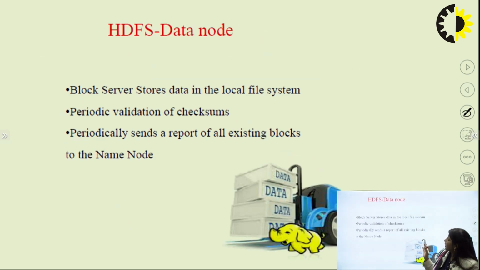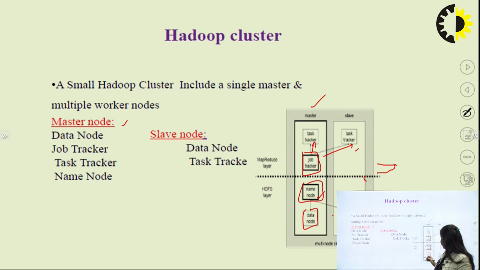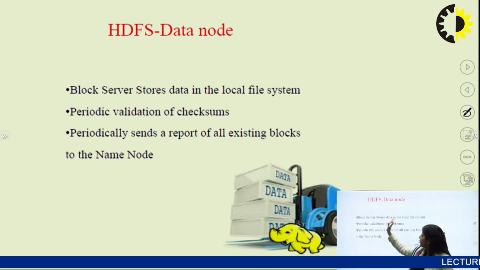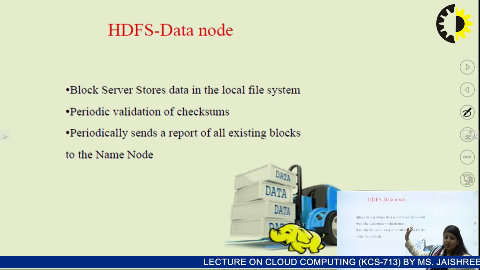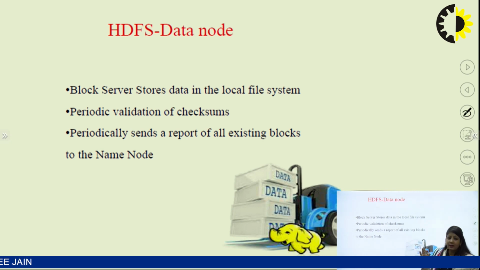And what about the Hadoop data node? The data node is a block server that stores the data in the local file system. We have discussed the working of the name node. Now what is the working of the data node? The data node stores the data into the local file system, does periodic validation of the checksums, and periodically sends a report of all the existing blocks.